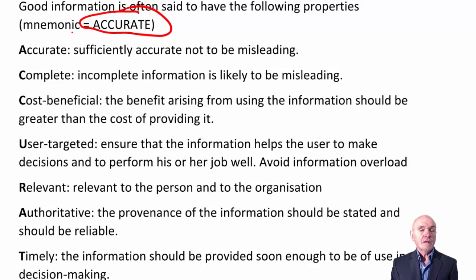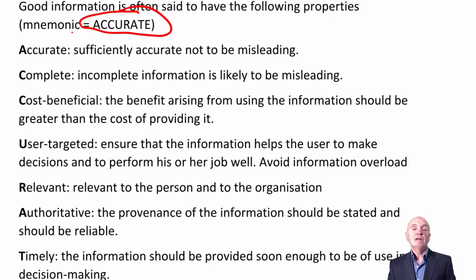Cost beneficial. Whether you're working for a profit-seeking organization or a not-for-profit organization, you are in charge of the resources of the organization, basically the money in the organization. And if you're going to be spending money, you have to make sure it's been spent in a beneficial way. Either you're going to be able to make more profit, or in a hospital you're going to be able to treat more people. There is no point in having information which costs that much to produce, and which is only going to produce a benefit of that. You'd be better off without that information and spending that money somewhere else.